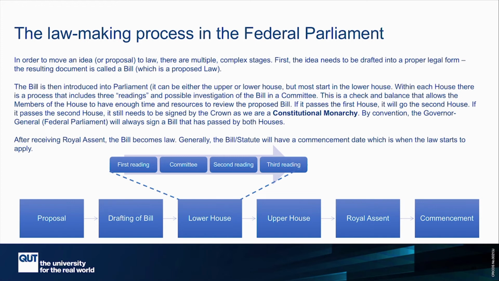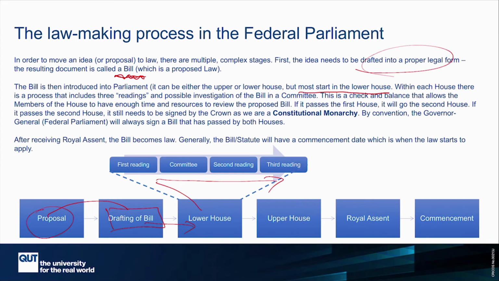Okay, first, it'll get drafted into a proper legal form, which is called a bill. A bill is just a proposed law. The bill is then introduced into Parliament. It can be either upper or lower, but most start in the lower house. Within each house, there's a process. So we've got a proposal, we draft it into a proposed law called a bill, it goes to the lower house. In the lower house, there are then 3 readings of the bill.